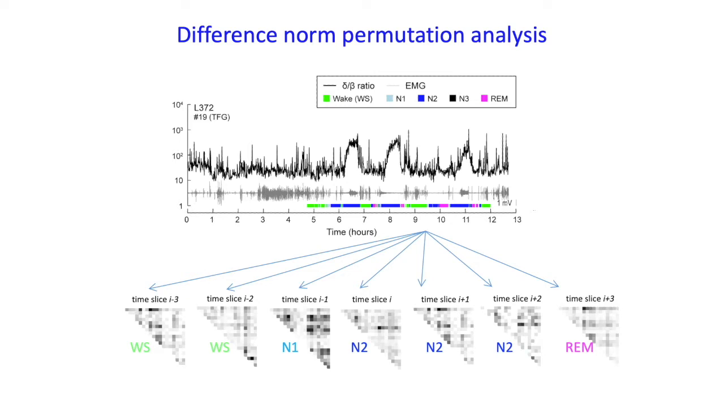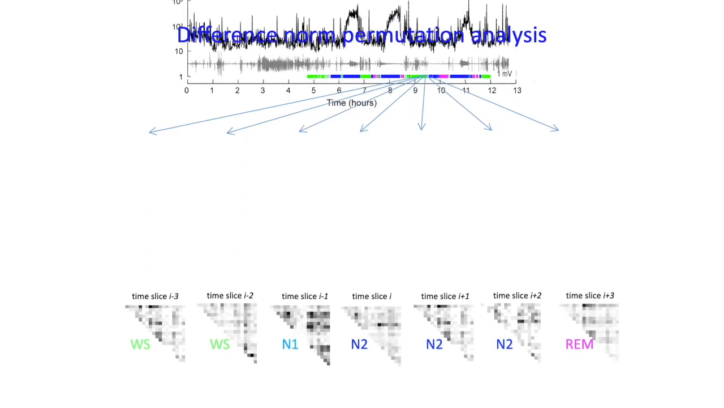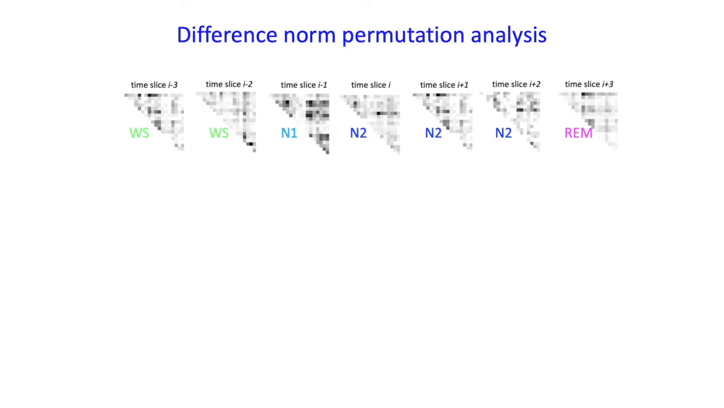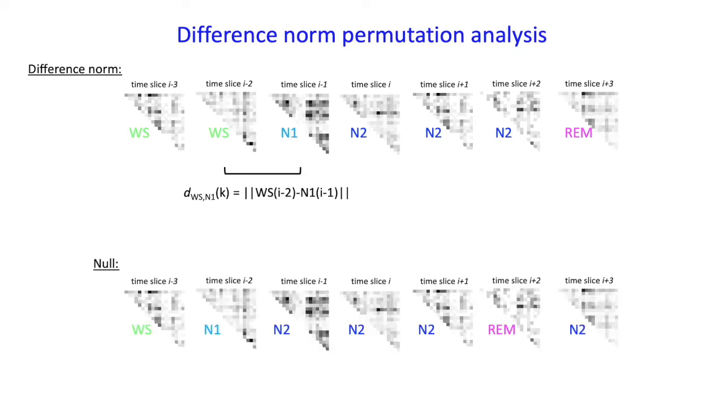Using the data for each time slice, we can compute the pairwise differences between adjacency matrices with different labels as a measure of how different connectivity is in one arousal state versus another. We do that by computing the norm of the difference matrix. I'm illustrating the difference between wake-sleep and N1, quantified as the average norm of the pairwise differences between all wake-sleep and N1 segments. We can then scramble the labels and compute null distributions to test significance.